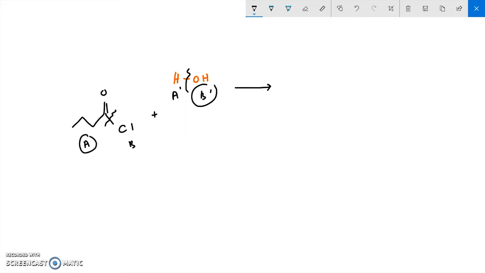It will look like this: 4 carbons, C double bond O, which represents the A part, attached to the OH, which is the B prime from the structure of the water, and the side product H from the water, which will combine with the Cl from the butanoyl chloride. This reaction is also known as hydrolysis.